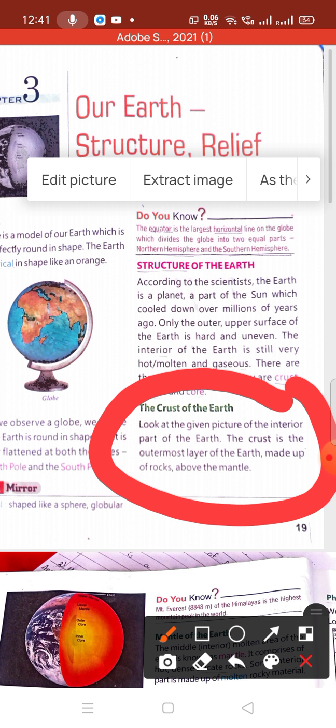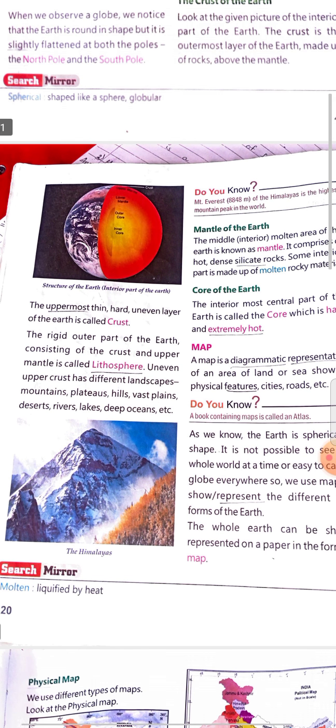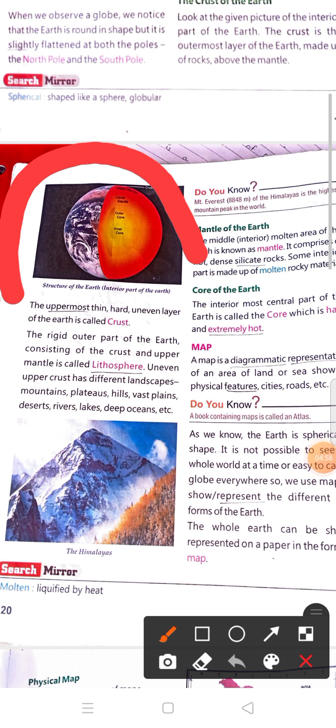The crust of the earth. Look at the given picture of the interior part of the earth. The crust is the outermost layer of the earth made up of rocks above the mantle. Okay, now turn to page number 20.